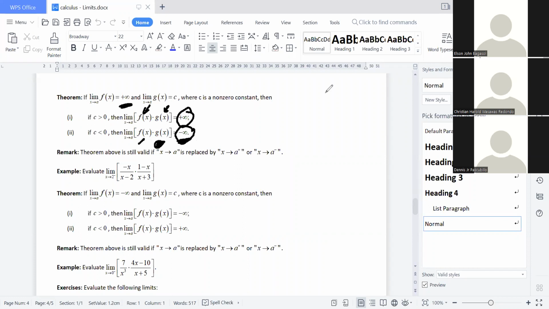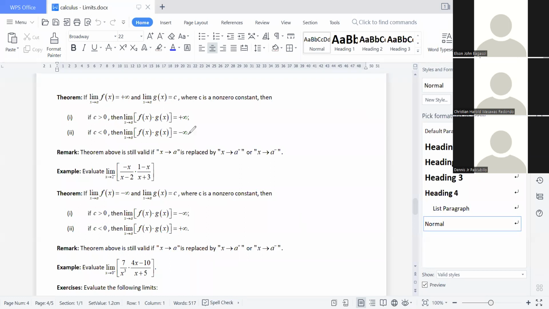The same thing happens if the limit of f of x is negative infinity. If the constant is positive, the answer will be negative infinity. If the limit of f of x is negative infinity and the constant is negative, negative times negative becomes positive infinity. Clear? Am I making things clear, class, for these theorems? Yes, sir.